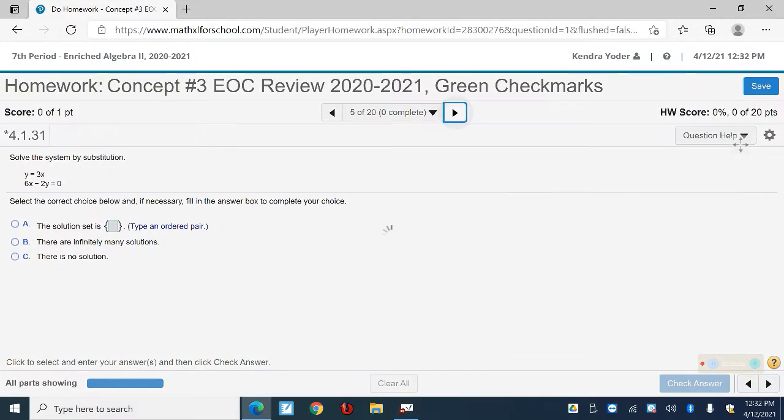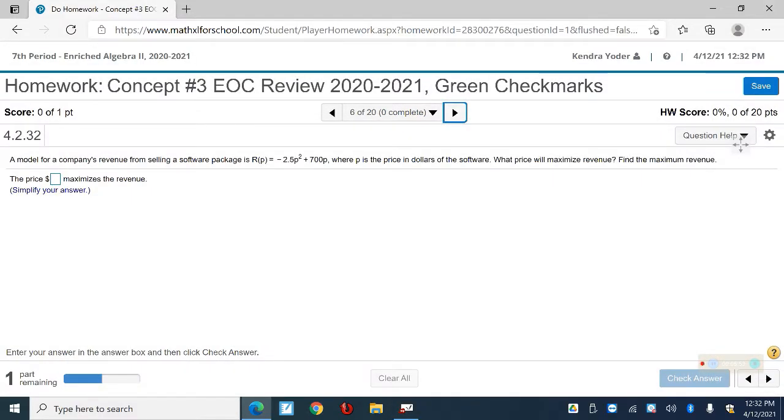Okay, next. Number 6. This right here is negative b over 2a. You have to remember that. A model for a company's revenue from selling a software package is R of p is equal to negative 2.5p squared plus 700p, where p is the price in dollars of the software. What price will maximize the revenue?